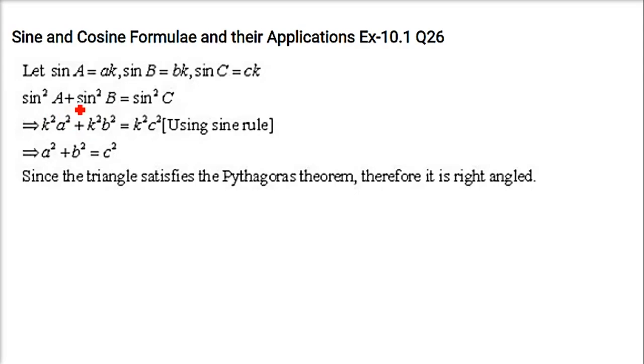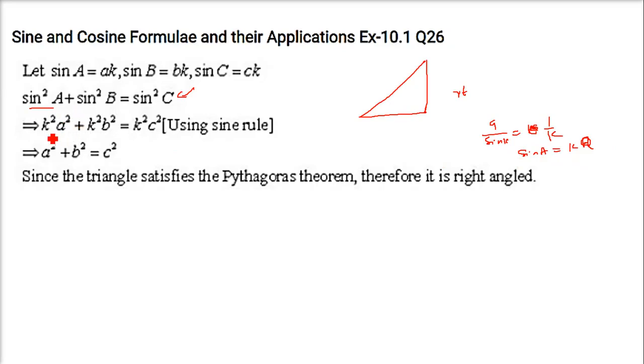Now we have sin square a plus sin square b equal to sin square c. We have to prove that a square plus b square equals c square. If this is there, we have to prove that we are talking about a right angle triangle. So it's pretty easy. What we have to do here is put sin a as ka, because we know that a by sin a is k, so we can always write this as 1 by k also. So sin a is ka, similarly sin b is kb and sin c is kc.